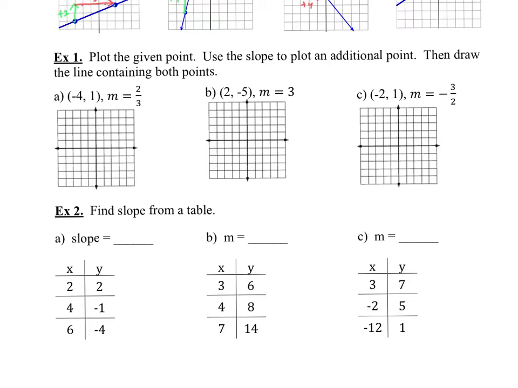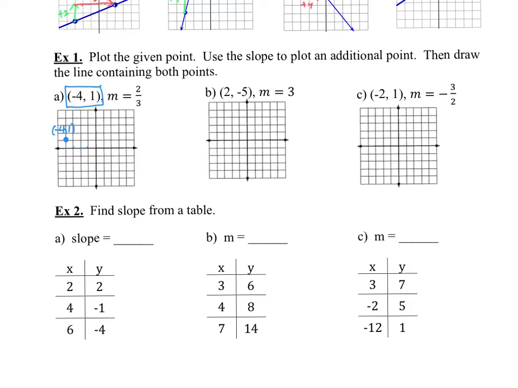Okay, we often use slope to graph a line because once I know one point, the slope tells me where I can find additional points, or it tells me the direction of the line. Okay, so for example 1, I'm going to plot the given point, and I'm going to use the slope to plot an additional point, and then I can draw the line containing both of those points. Okay, so I'm going to start by plotting the given point. So -4, 1. 1, 2, 3, 4. -4 in the x, +1 in the y. Okay, you don't need to label your point, but I am because it's notes.